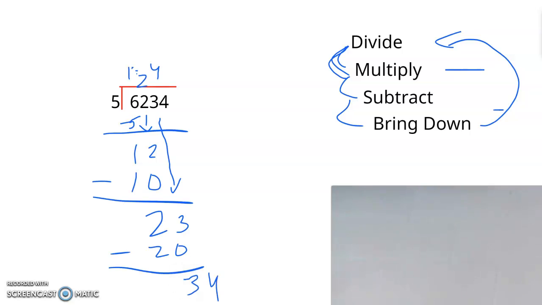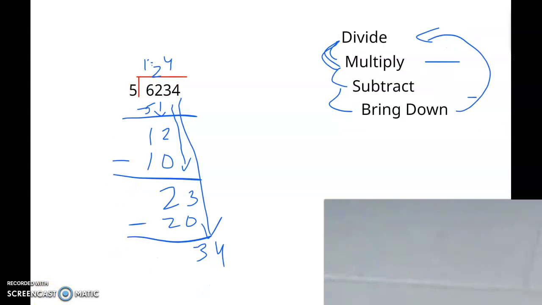I'm going to bring down that 4. This 4 right here comes straight down. And then we divide again. Let me pause it and increase my space. There we go. I don't want to jumble it up at the bottom and confuse you guys.